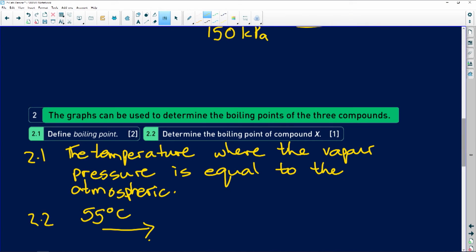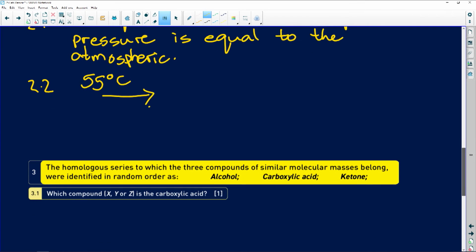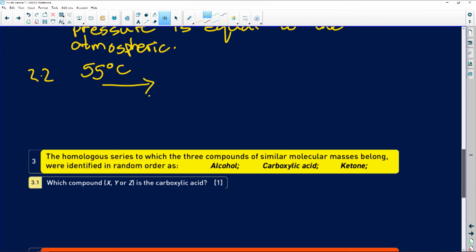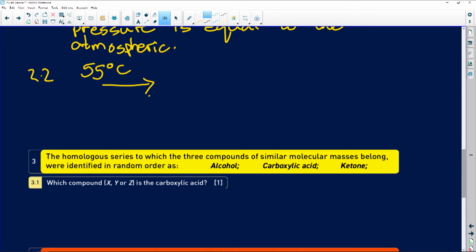Looking at the next question, they say the homologous series to which the three compounds of similar molecular masses belong were identified in random order as an alcohol, a carboxylic acid, and a ketone. So they are saying the three graphs you see, X, Y, and Z, one represents an alcohol, one a carboxylic acid, and one a ketone. The question says which compound, X, Y, or Z, is the carboxylic acid?